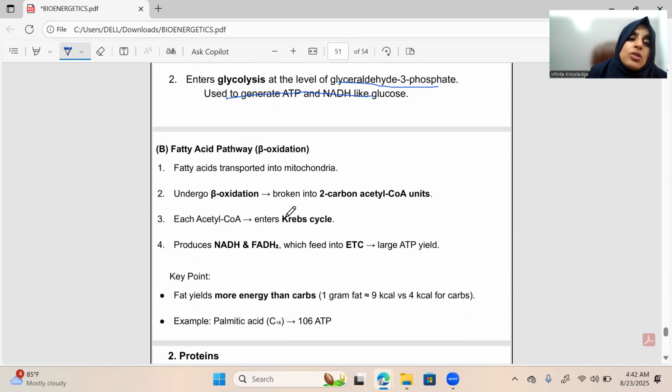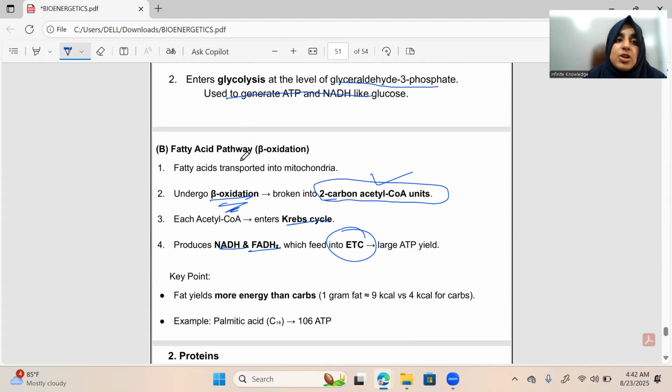All right. Now there is also beta oxidation of fatty acids. By beta oxidation, it is broken down into 2 carbon acetyl CoA. So when acetyl CoA is produced, it easily enters the Krebs cycle. Then it produces NADH and FADH. Then it goes into the electron transport chain.